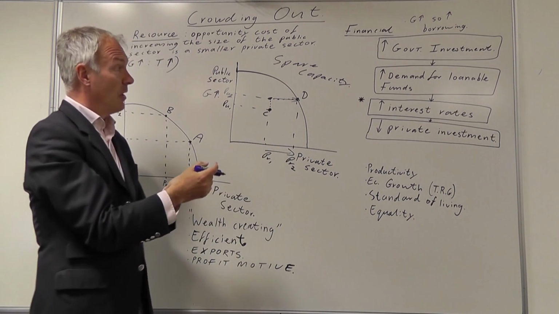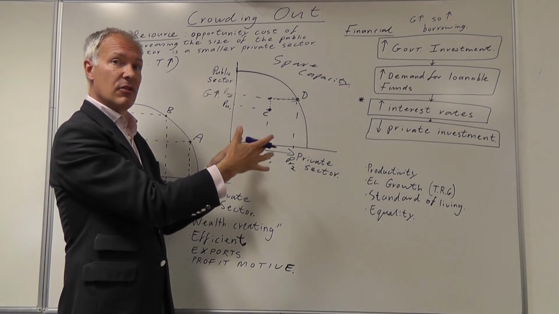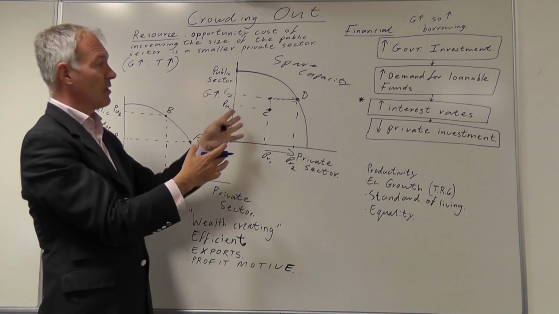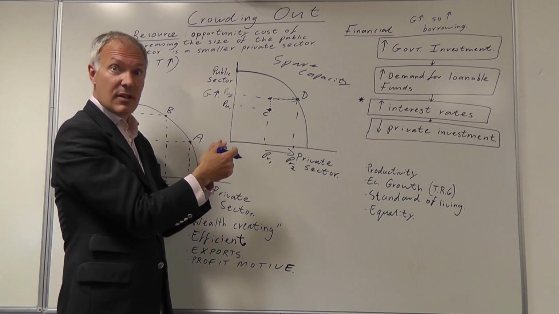So that shows that in a recession, or when we've got spare capacity in the economy, then certainly crowding out is not likely to occur, according to this Keynesian analysis.